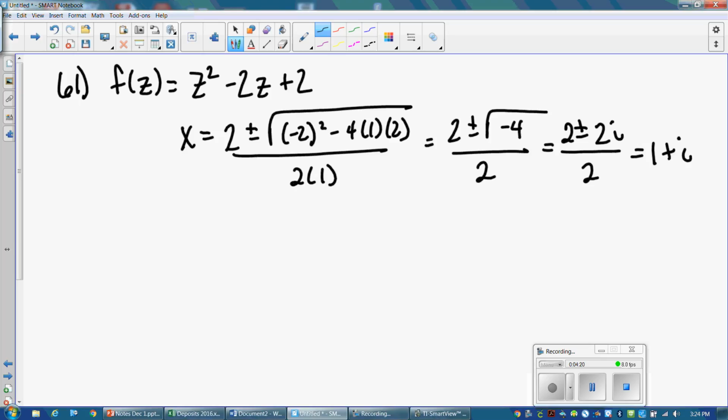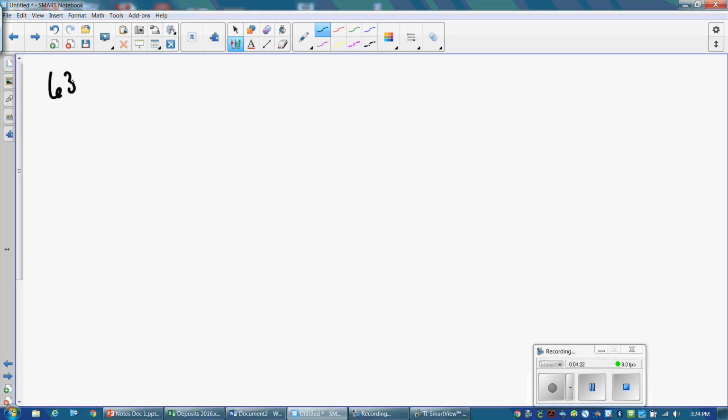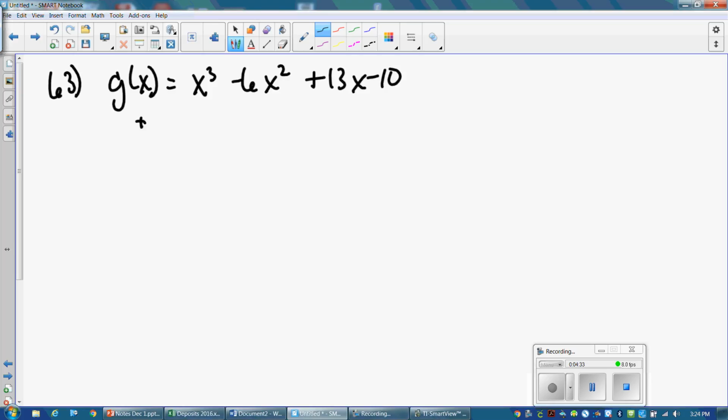That's how you do 61. 63. g of x equals x cubed minus 6x squared plus 13x minus 10. My possibilities are positive, negative 1, 2, 5, and 10.